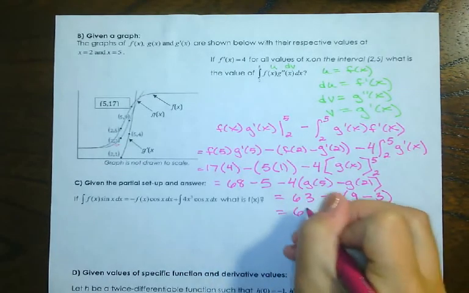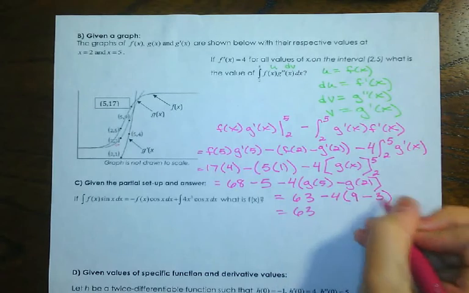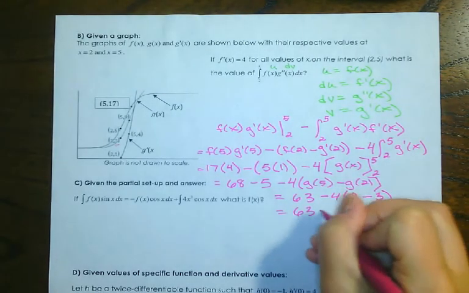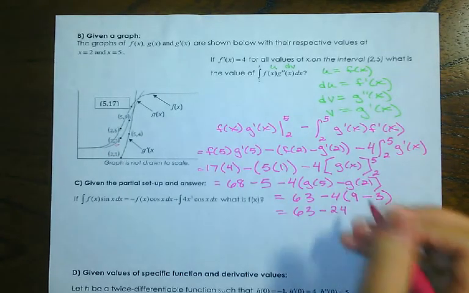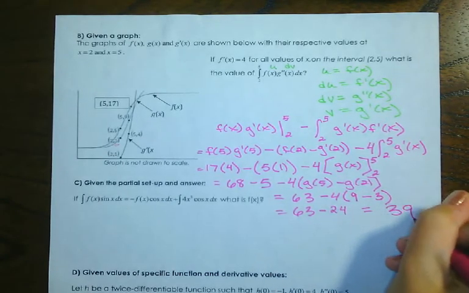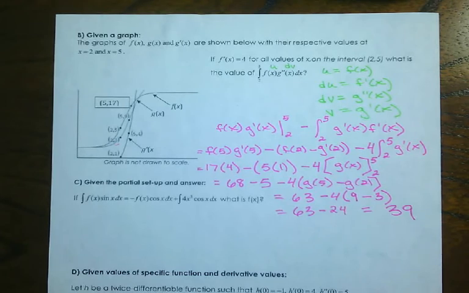And so let's see, 63, and then 9 minus 3 is 6. 6 times 4 is 24, so 63 minus 24. I think that's going to give me a 39. Whew, yikes. Okay, so that's given a graph.